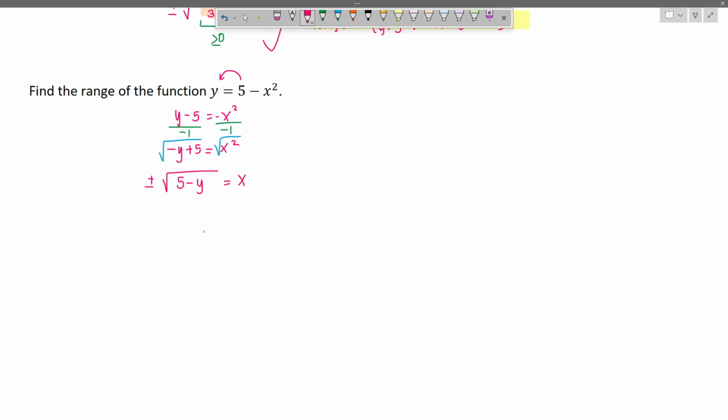And now we have another radical function. So we need to make sure that the value inside is greater than or equal to 0. So we write 5 minus y is greater than or equal to 0 and then solve for y. Subtract 5 on both sides. So that's negative y is greater than or equal to negative 5. We're solving for the values of y, so we divide both sides by negative 1. That gives us y and then 5 here.